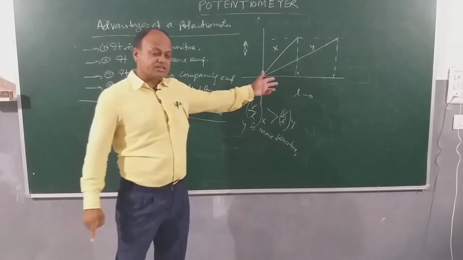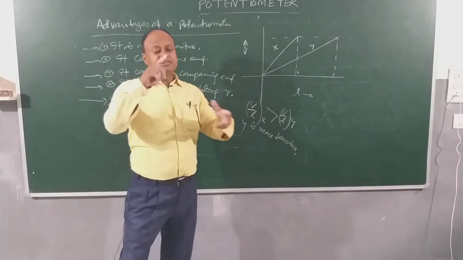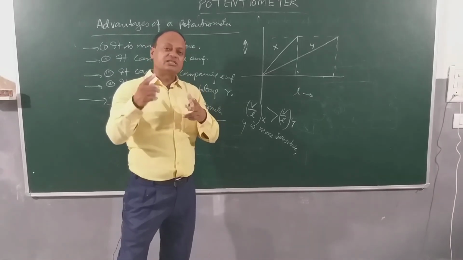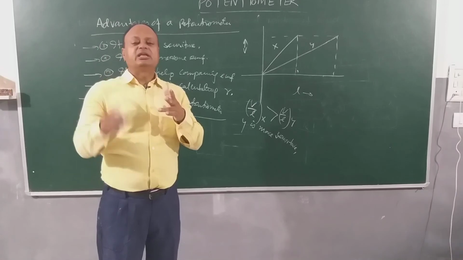So we can make it more sensitive by increasing the length of the wire. The graph also says the same thing. The more the length, the less will be the value of potential gradient. The less the value of potential gradient, the more the sensitivity. So we can increase sensitivity by increasing length and by keeping current low.